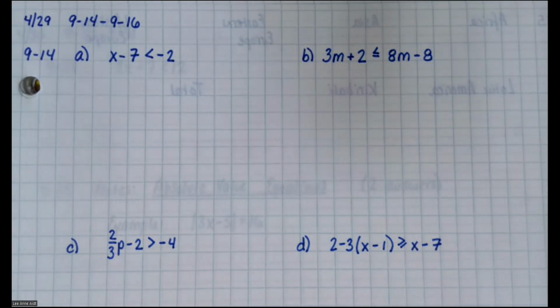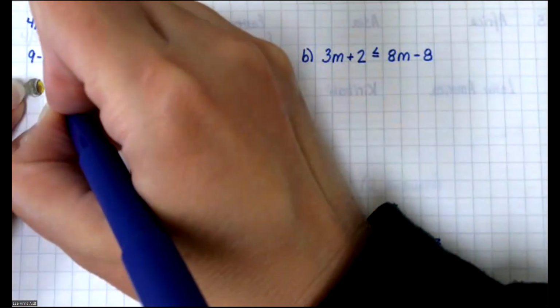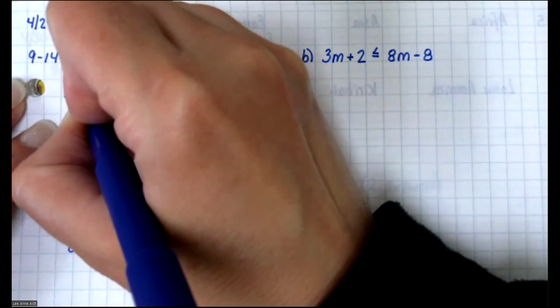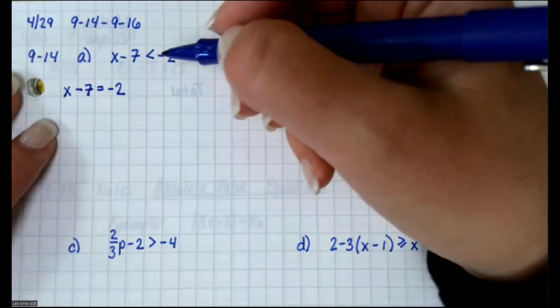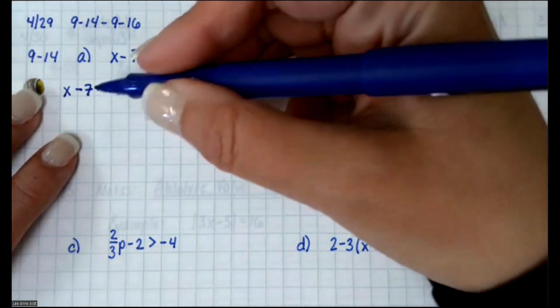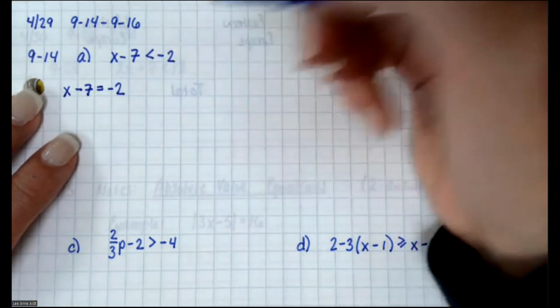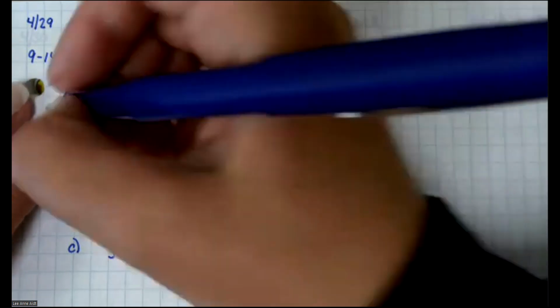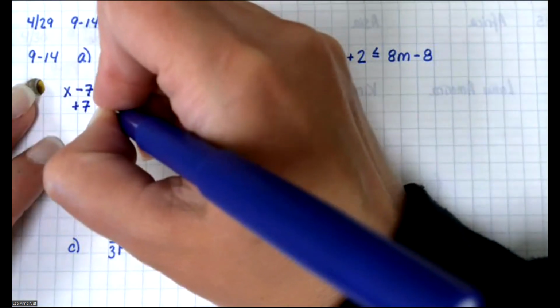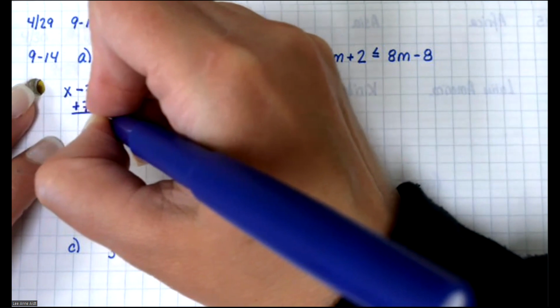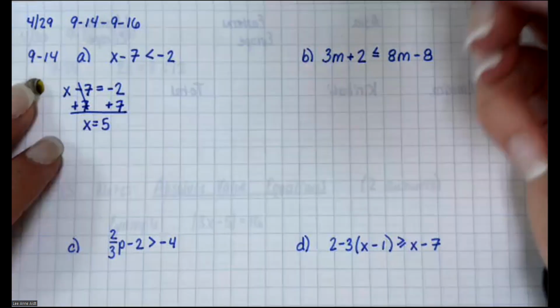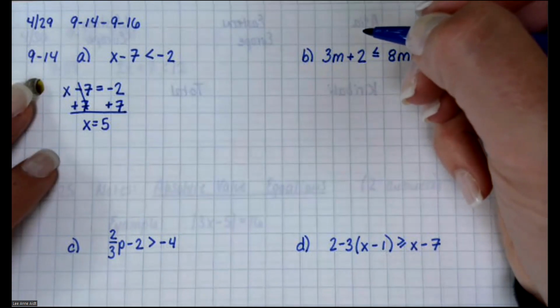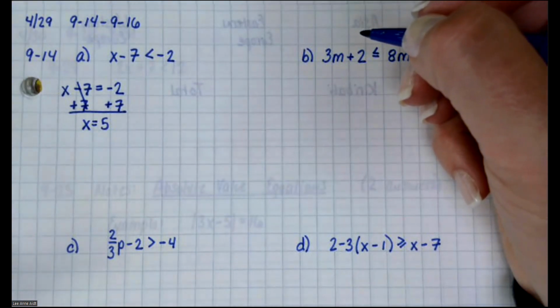Okay, let's start with number 1. Step 1, pretend you have equals. X minus 7 equals -2. So first thing you do always on these problems is just take the inequality out and put an equals in. Add 7. X equals 5. Okay, everybody with me so far?